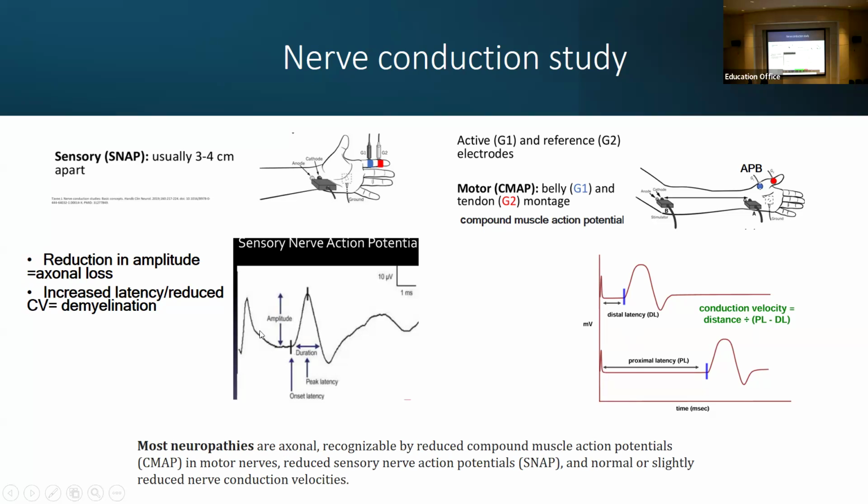In general, most neuropathies are axonal, which is recognizable by reduced amplitude in the SNAP or CMAP, and they will have normal or slightly reduced nerve conduction velocity. So reduction in amplitude indicates axonal loss, and increased latency or reduced conduction velocity indicates demyelination.